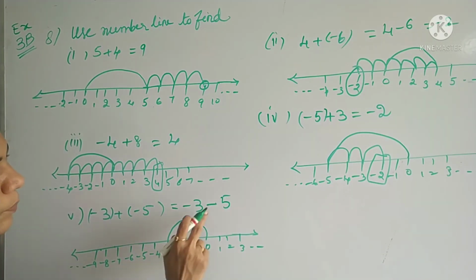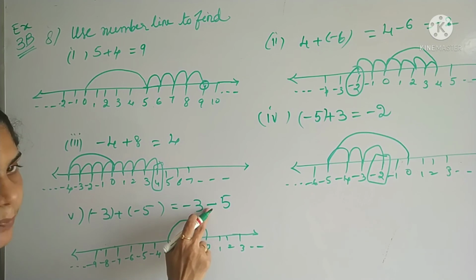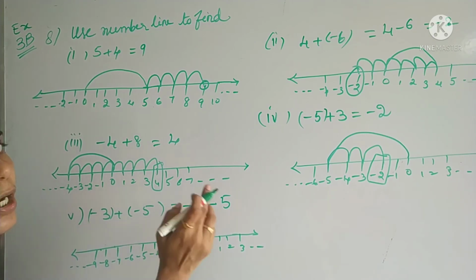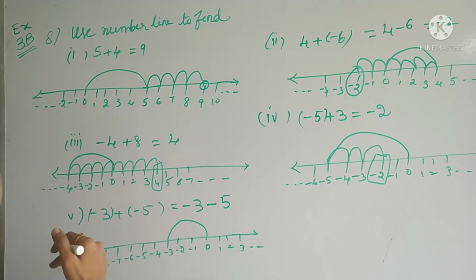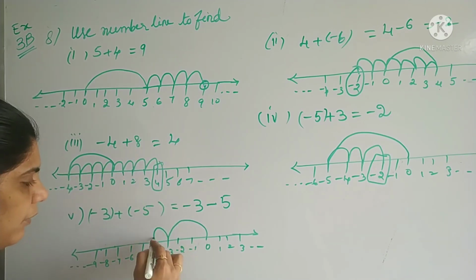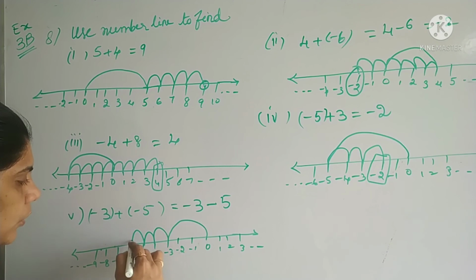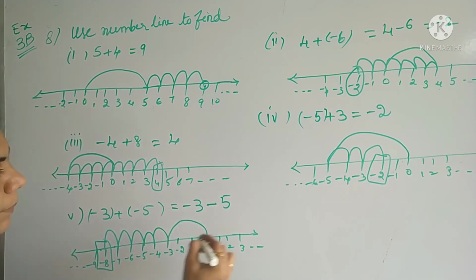What I have to do? Minus 5. Whenever you see the subtraction symbol, what you have to understand? You have to move back. Minus 5 means 5 steps you have to move back. So from minus 3, move back 5 steps. 1, 2, 3, 4, 5. What is the number in this position? Minus 8.